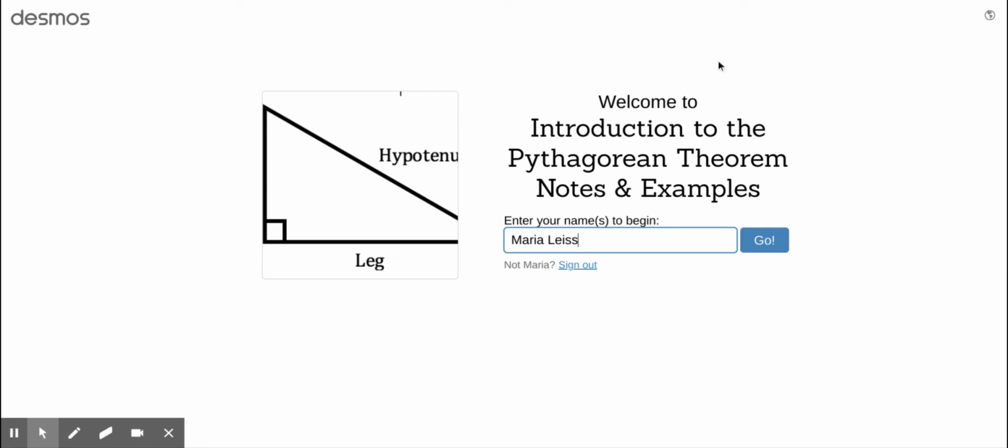Hi, I want to go over the Introduction to Pythagorean Theorem notes and examples. We completed this together in class in the Google Meet, but if you showed up late, had to leave early, or missed the meet altogether for whatever reason, I want to make sure you get the same information everybody else did.